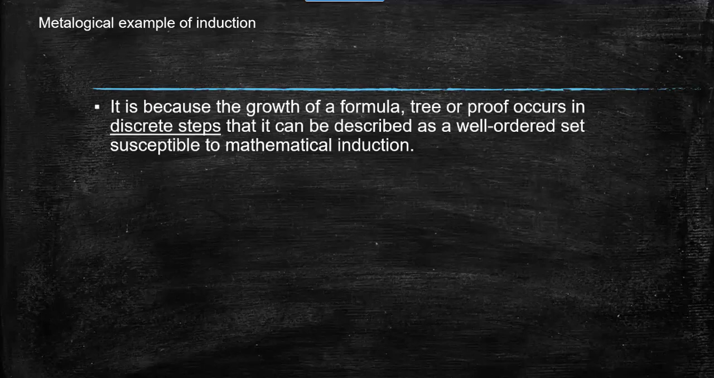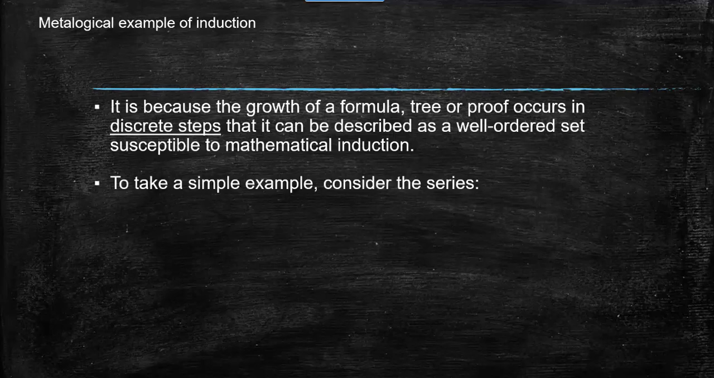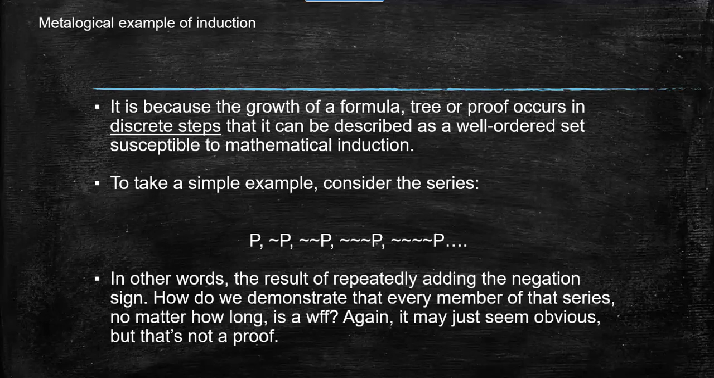It is because the growth of a formula, tree, or proof occurs in discrete steps that it can be described as a well-ordered set susceptible to mathematical induction. To take a simple example, consider the series P, not P, not not P, not not not P, not not not not P, etc. In other words, the result of repeatedly adding the negation sign. How do we demonstrate that every member of that series, no matter how long, is a woof?